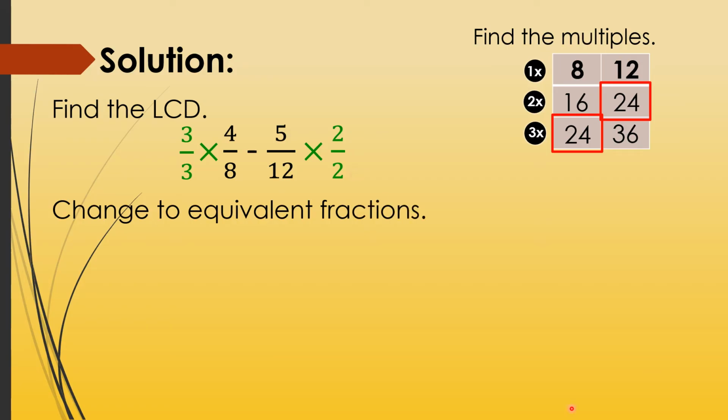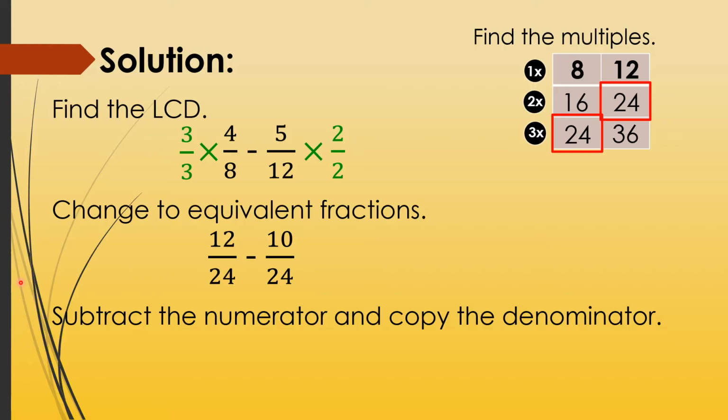So, let us now change to equivalent fractions. 3 times 4, and then 3 times 8. So, 3 times 4 is equal to 12. 3 times 8 is equal to 24. Kopyahin lang natin yung minus, and then multiply. 5 times 2 is equal to 10. And then 12 times 2 is equal to 24. Kung mapapansin nyo, tulad na yung denominator. So, proceed na tayo sa pagmaminus ng 12 at ng 10.